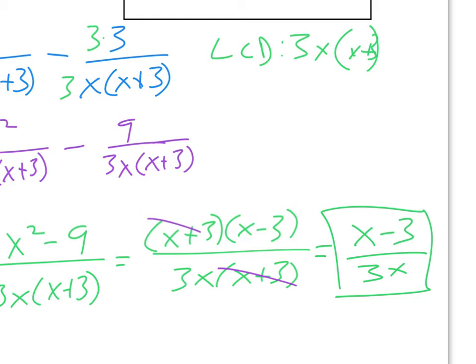As far as restrictions for this one go, x can't equal 0. We can see that from our 3x right here, but also we had that (x plus 3) in the denominator. So x also cannot be negative 3. So even though that got canceled out, it still provides us with a restriction on the variable.